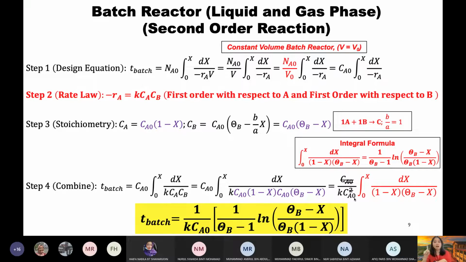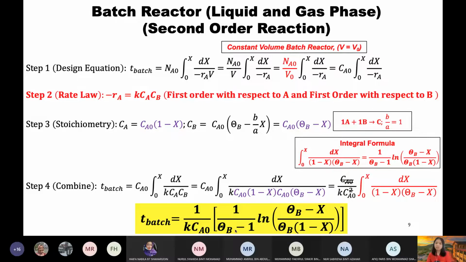I can cancel only one. So that's why it becomes 1 per K CA naught. And I combine it with the integral solution in the equation. So now, if your rate law is minus RA equals to KCA CB, the reaction time is now given as follows in the yellow box.